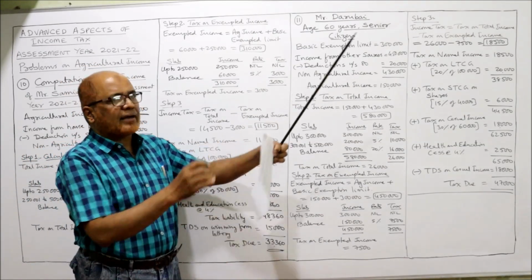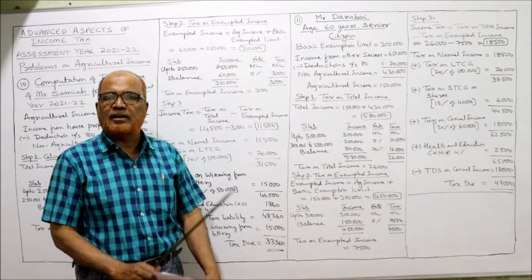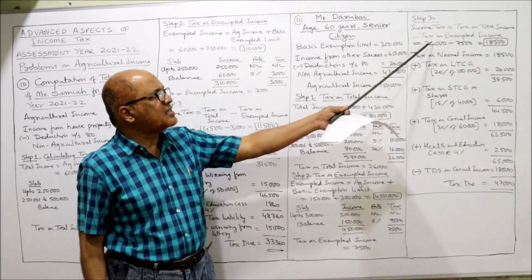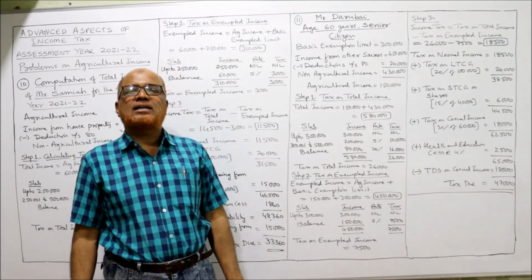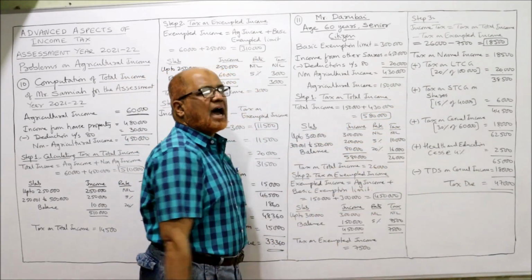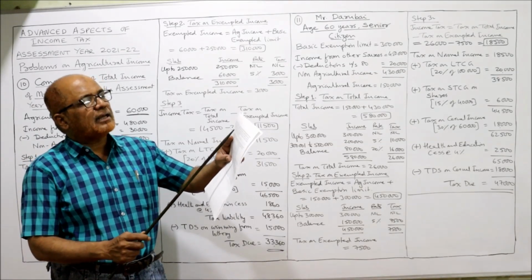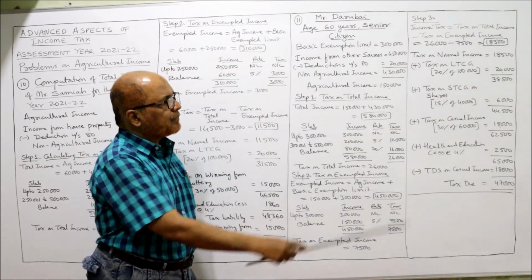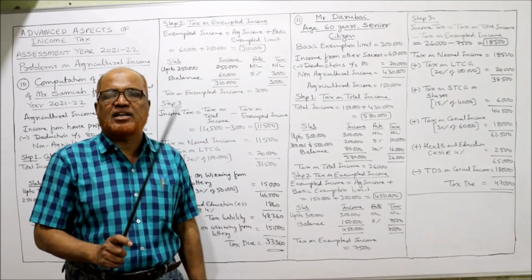Step 3, income tax is equal to tax on total income minus tax on exempted income. Tax on total income is 26,000 minus 7,500, 18,500. This 18,500 is called tax on normal income. So tax on normal income is 18,500. To this we add special incomes, LTCG. Tax on LTCG, long-term capital gain is 1 lakh. So 20% of 1 lakh is 20,000. Add up.